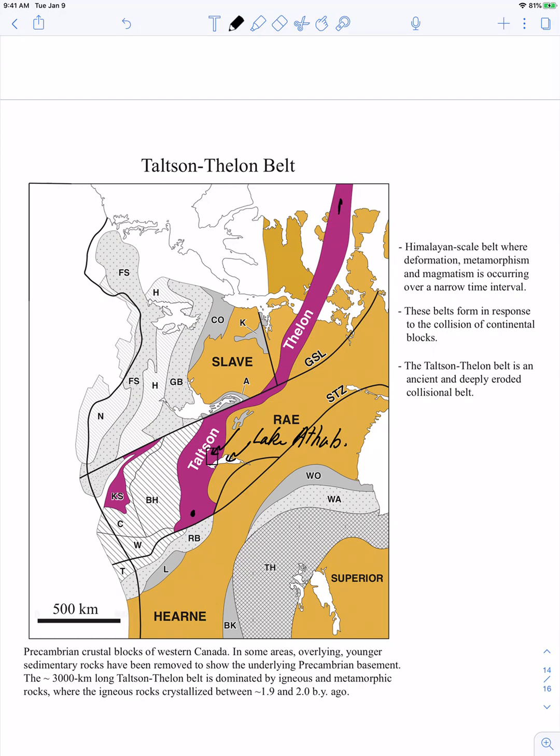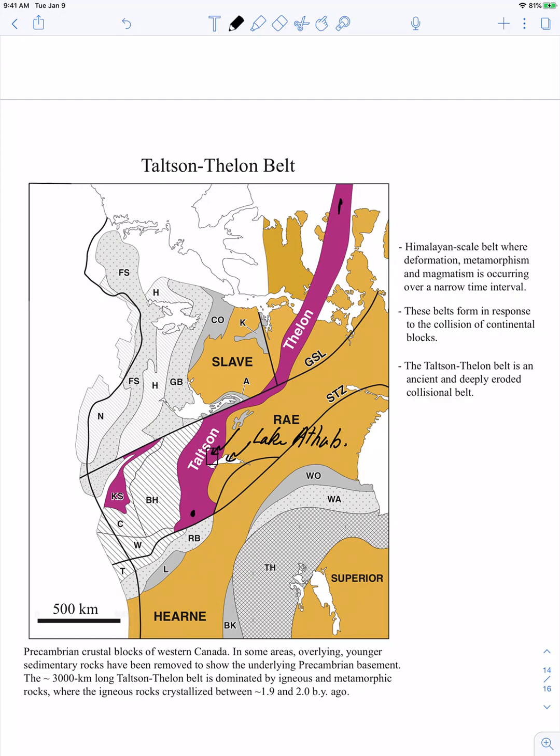Okay, the difference between the Taltson-Thelon belt and the modern day Himalayas is that in the modern day Himalayas, the thickness of continental crust there is roughly double the normal thickness of continental crust. So normal continental crust is about 40 kilometers thick. In the Himalayas, it's about 80 kilometers or more thick. And it's that large crustal thickness that gives rise to the height of the Himalayas. Okay, large crustal thicknesses cause the mountains to rise.